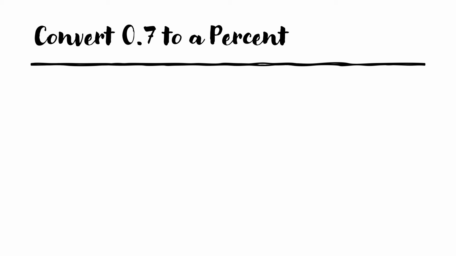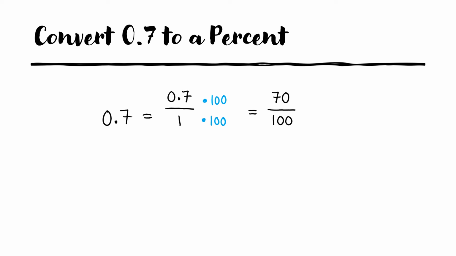Now to convert 7 tenths to a percent. First we'll rewrite this as a fraction with a denominator of 1, so that's just taking our decimal and putting it over 1. And then we want to find an equivalent fraction with a denominator of 100. So we'll multiply the denominator and the numerator by 100. 7 tenths times 100 gives us 70. And 1 times 100 is 100.